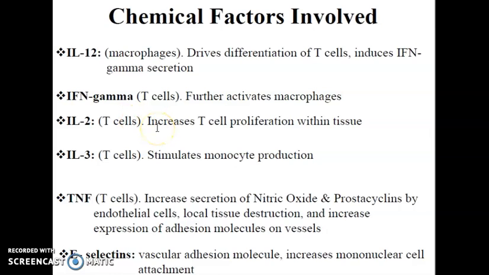Interleukin 2 increases T cell proliferation within the tissue, and interleukin 3 stimulates monocyte production, and tumor necrosis factor increases secretion of nitric oxide and prostacyclins by endothelial cells, local tissue destruction, and increased expression of adhesion molecules on vessels. And the E-selectin vascular adhesion molecule increases mononuclear cell attachment. E-selectins belong to the family of endothelial adhesion molecules.